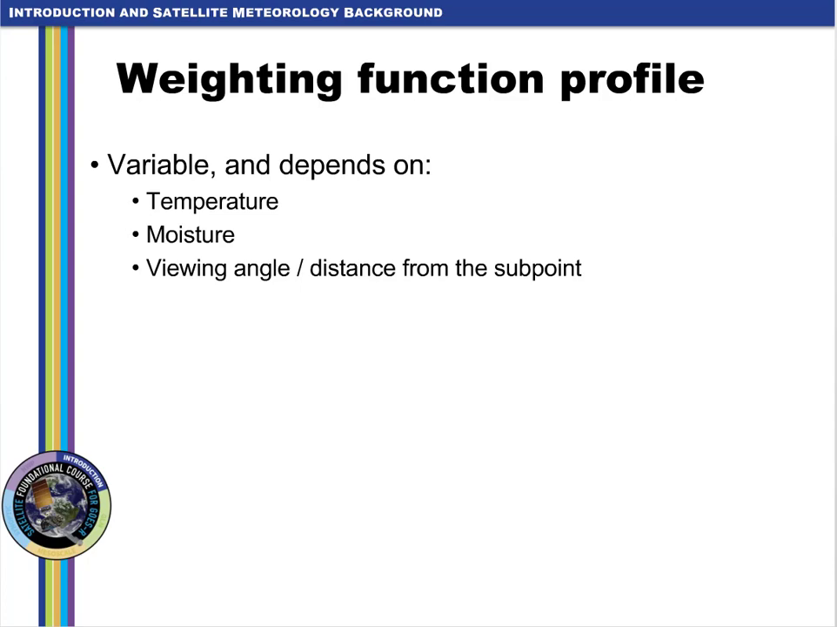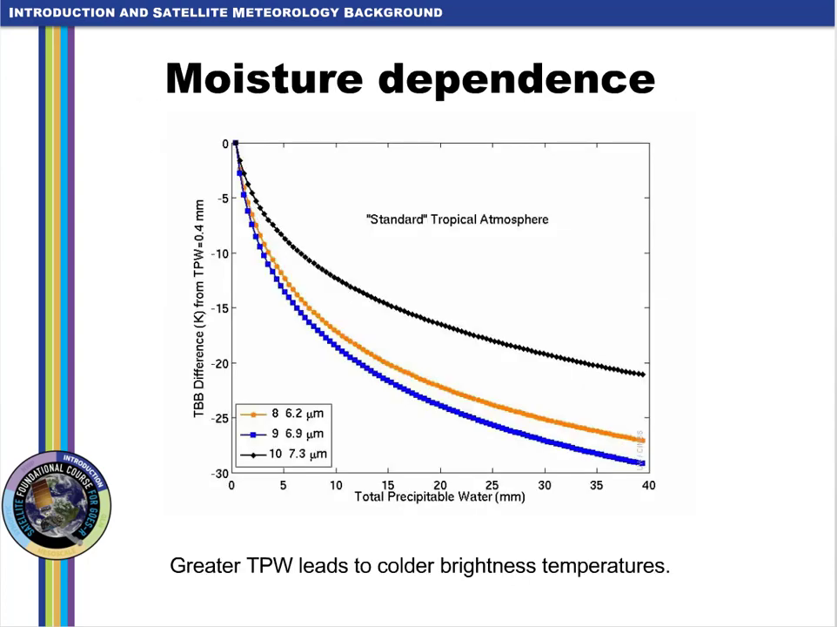We will discuss the temperature dependence in a case study later, but next we'll look at moisture and then viewing angle. For clear sky conditions, brightness temperatures vary with atmospheric moisture for the three ABI water vapor bands. Given the same temperature profile, in this example the standard tropical atmosphere, a much colder brightness temperature is observed with more total precipitable water. Generally speaking, the higher the TPW, the greater the cooling on the brightness temperatures, since water vapor absorption occurs at a higher altitude in the troposphere.